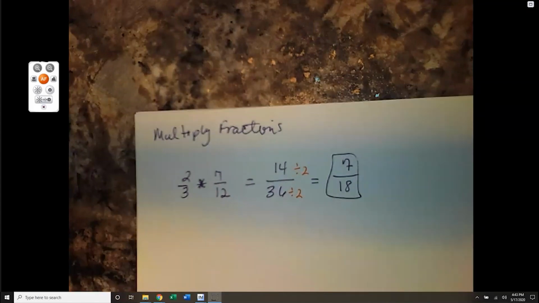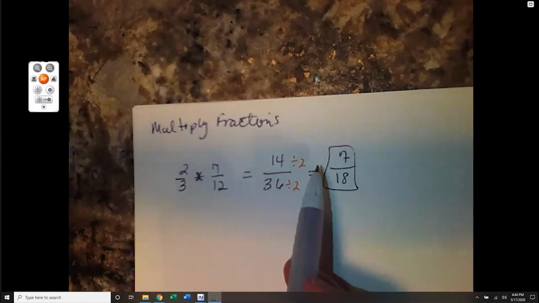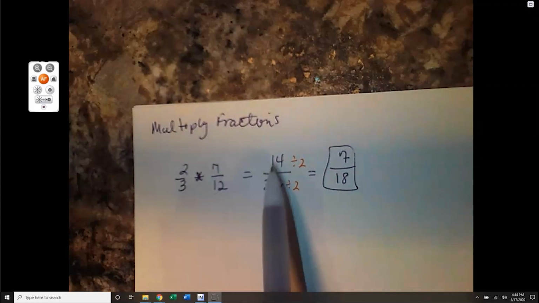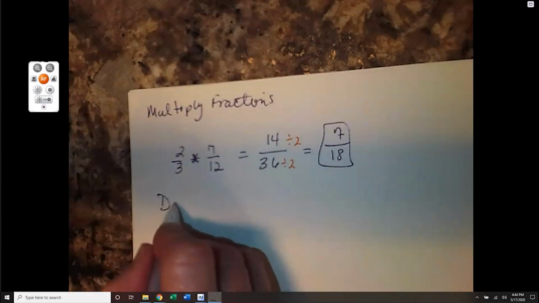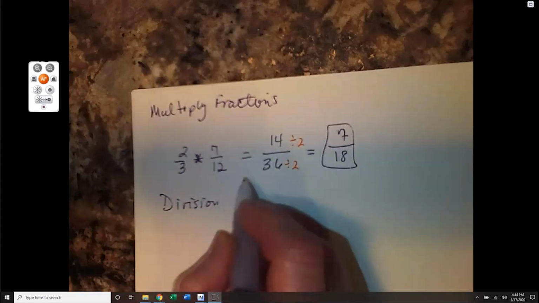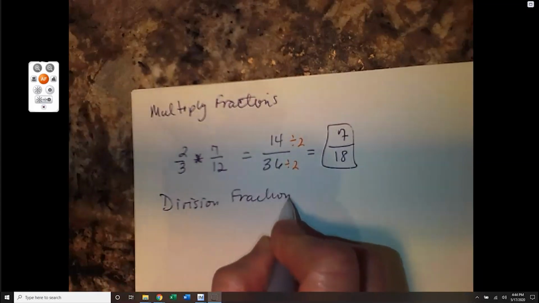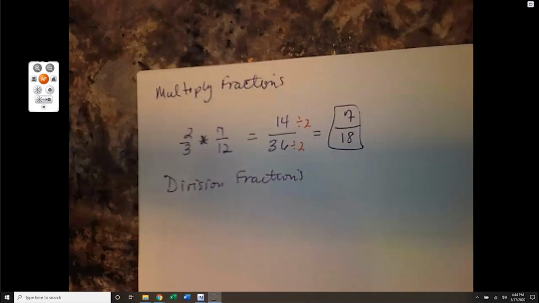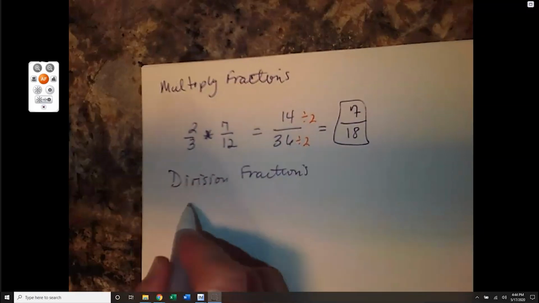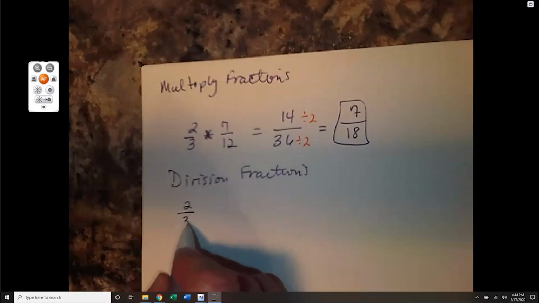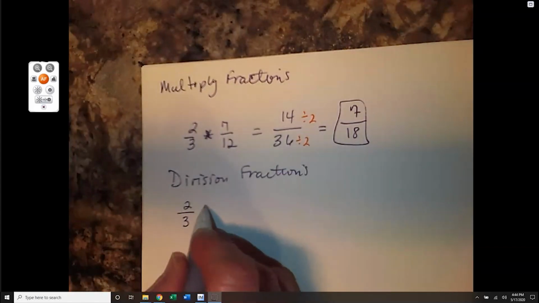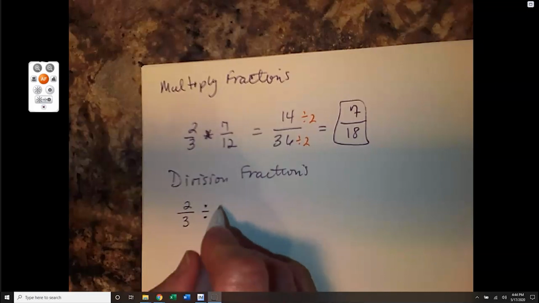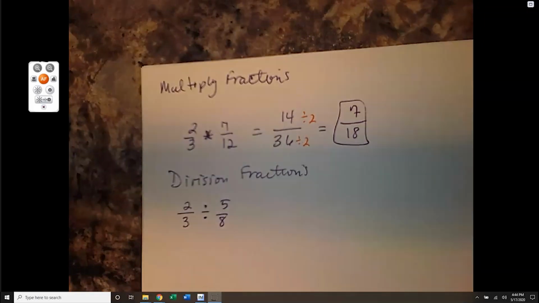Let's look at division. So multiplication is easy. You just multiply across the top, multiply across the bottom, simplify your fraction. Division is nearly as easy. So division of fractions means that, let's say we start out with the same ones. Let's use our second example. I want to divide by 5/8. Okay, so I have 2/3 divided by 5/8.